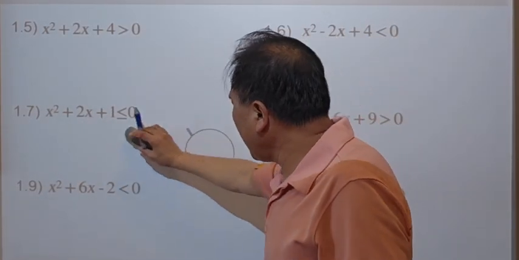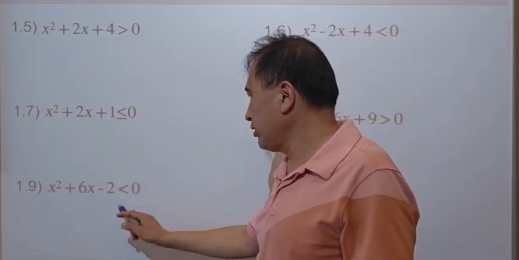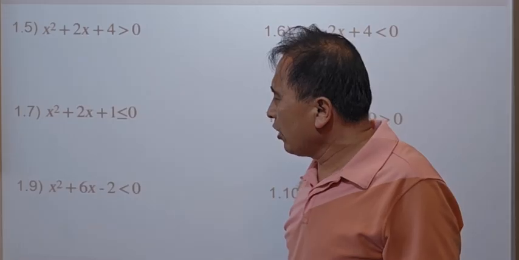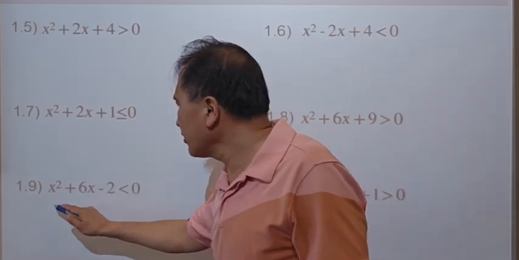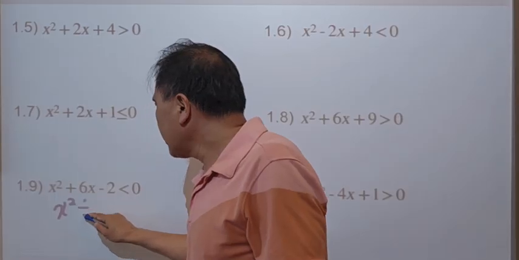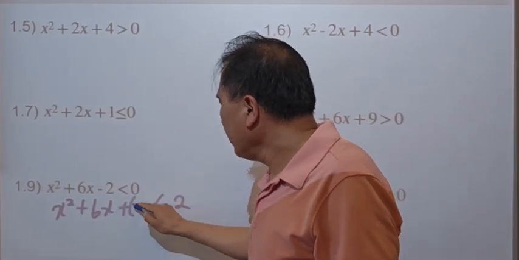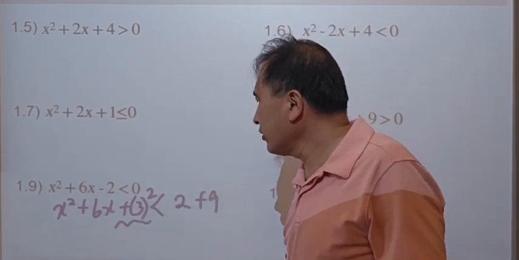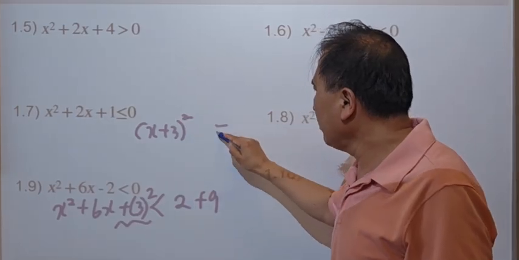So this is 1.9, not factorable, because the factors of 2 cannot make a difference of 6 at all. So maybe you can use the quadratic formula or complete the square. Let's do the complete square. So x squared plus 6x, and then plus 2 here, half of 6 is 3, squared. So I add 9 here, then I'm going to add 9 here. So that means x plus 3 squared, and this is 11.